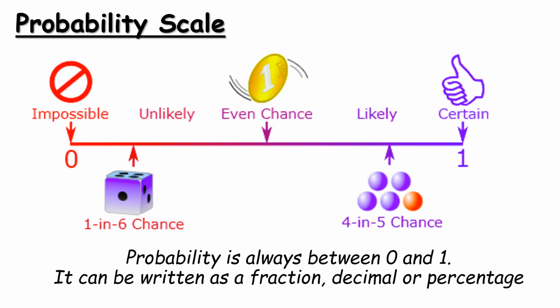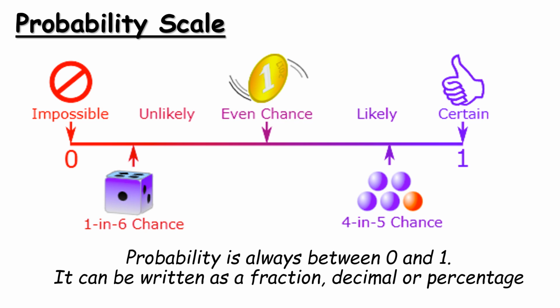Now let's talk about the probability scale. The probability scale is something you've probably met before. It is like a number line that goes between 0 and 1. That's really important: the probability, if we're getting an answer, must be between 0 and 1. Probability can be written as a decimal, as a fraction, or as a percentage. The word we use that means fraction, decimal, or percentage is proportion. So if you want to think of it as that, that's absolutely perfect.